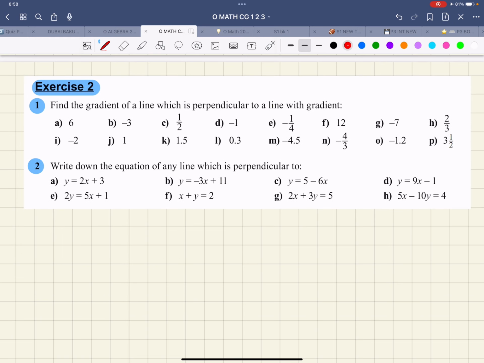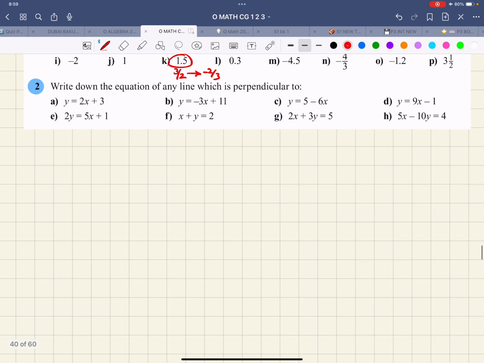Now, the basic idea: find the gradient of a line which is perpendicular to the line with a given gradient. So basically 6 will become negative 1/6. Negative 3 will become positive 1/3. Half will become negative 2. Negative 1 will become positive 1. The reciprocal of 1 is 1, and so on. 1.5, write in the standard form 3 over 2, and then it will become negative 2/3. That is the basic idea.